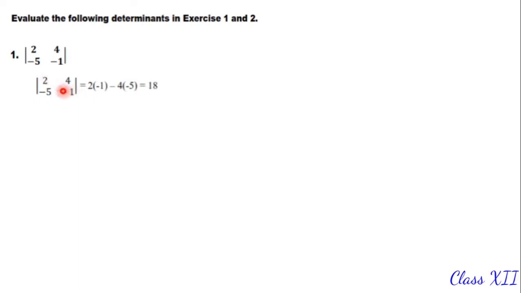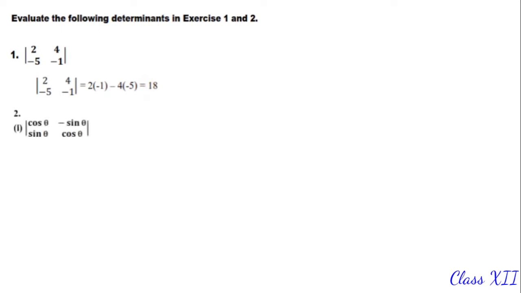This is simply multiply the diagonal elements and subtract. 2 into minus 1 minus 5 into 4. So 2 into minus 1 is minus 2, minus 4 into minus 5 is plus 20. So 20 minus 2, that is equal to 18 is the answer.